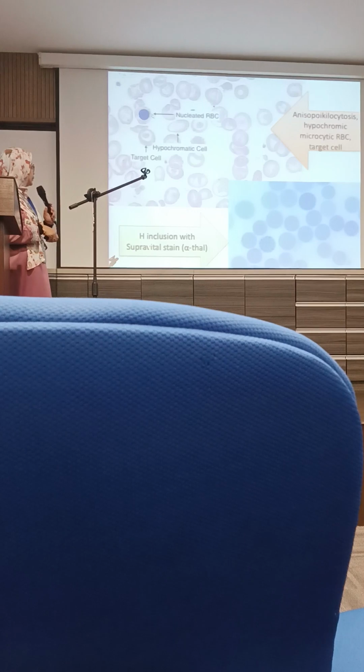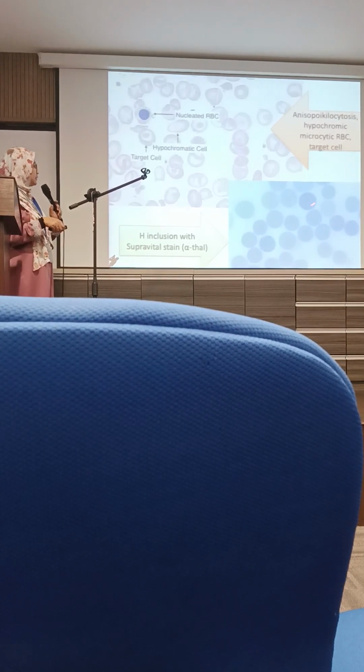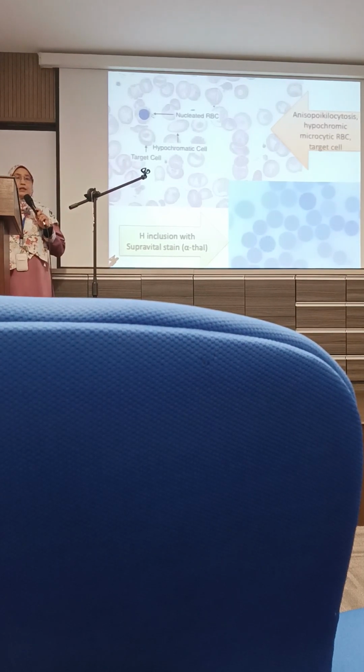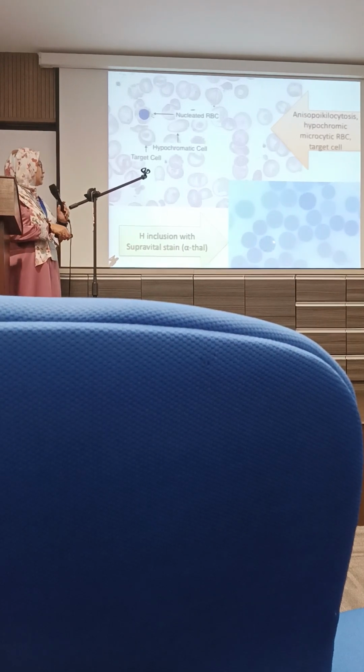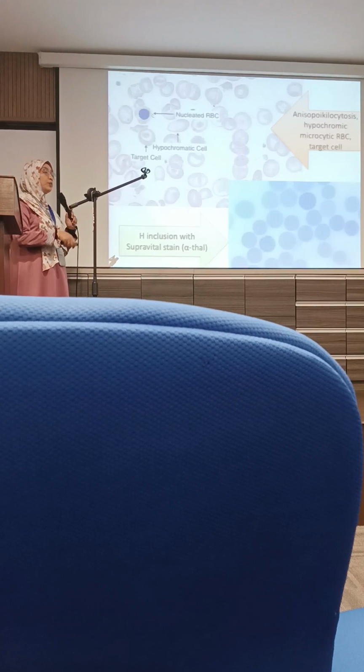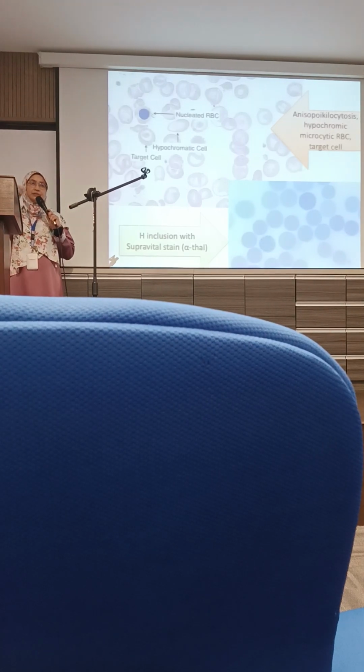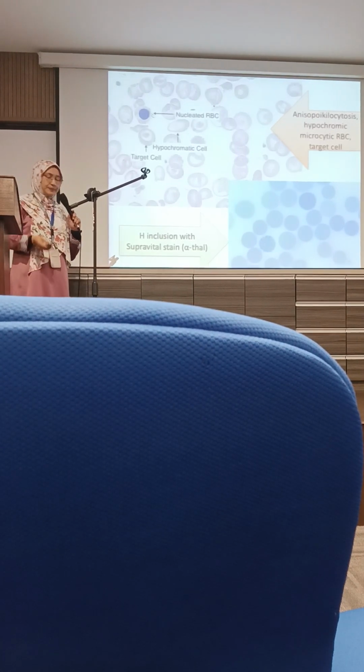And if you do supravital stain, you will see H inclusions. These are the H inclusions. Okay, the H inclusions is the excess beta tadi lah. So some books describe this as golf ball cells. Dia nampak macam bola golf kan? Ada dotted. Okay.